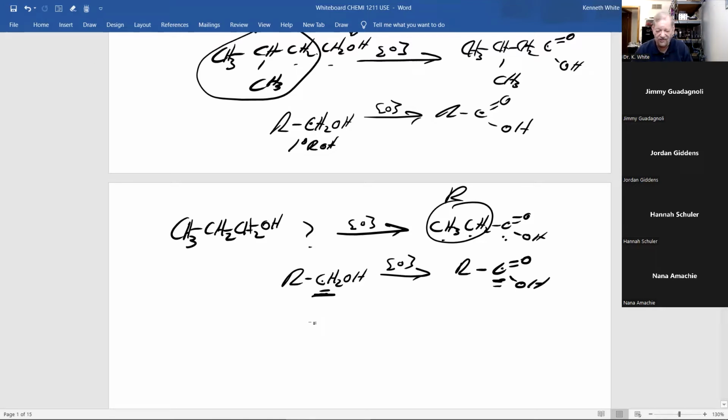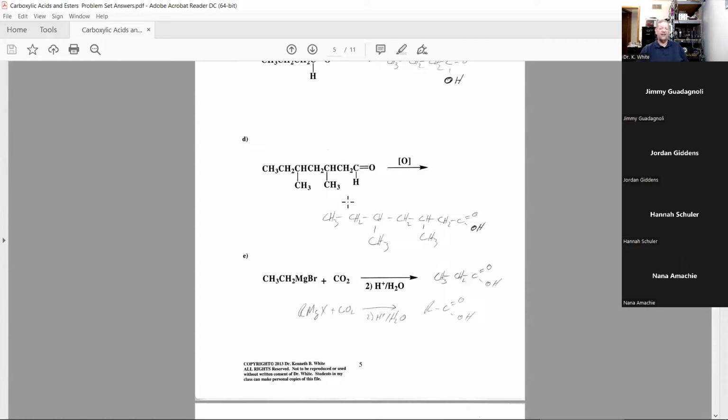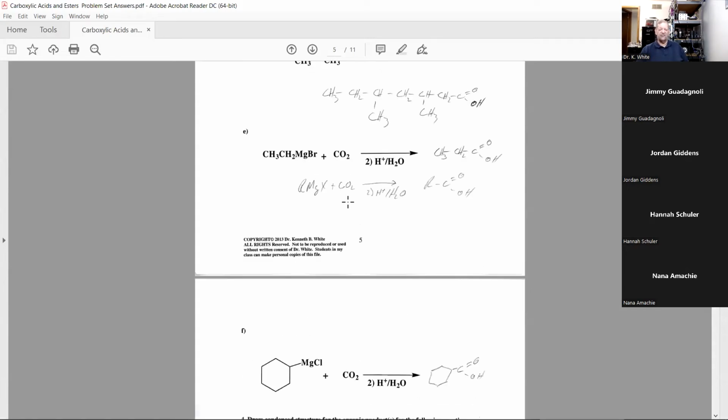And now let's get back to the problem set. And I have some oxidation of aldehydes. And now the next one. And here, what do we have that's different? Ooh, magnesium bromide on a carbon. And that's a Grignard, RMgX.